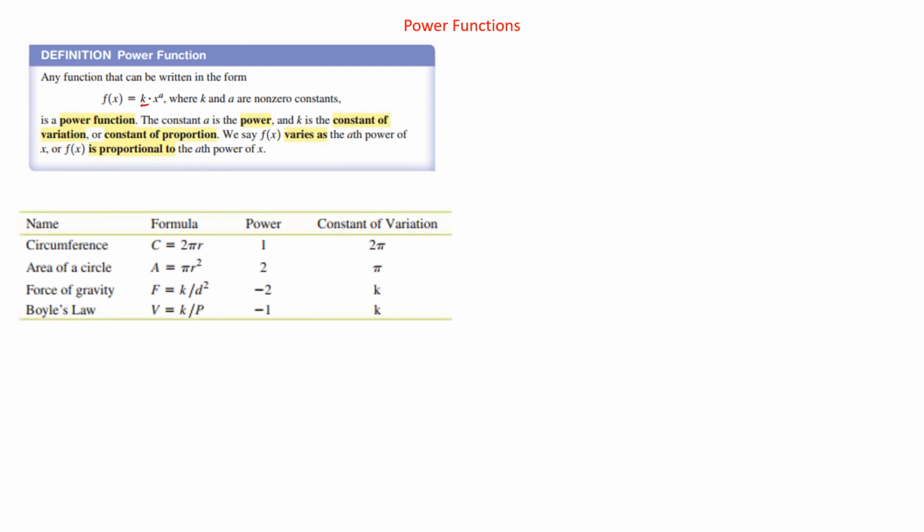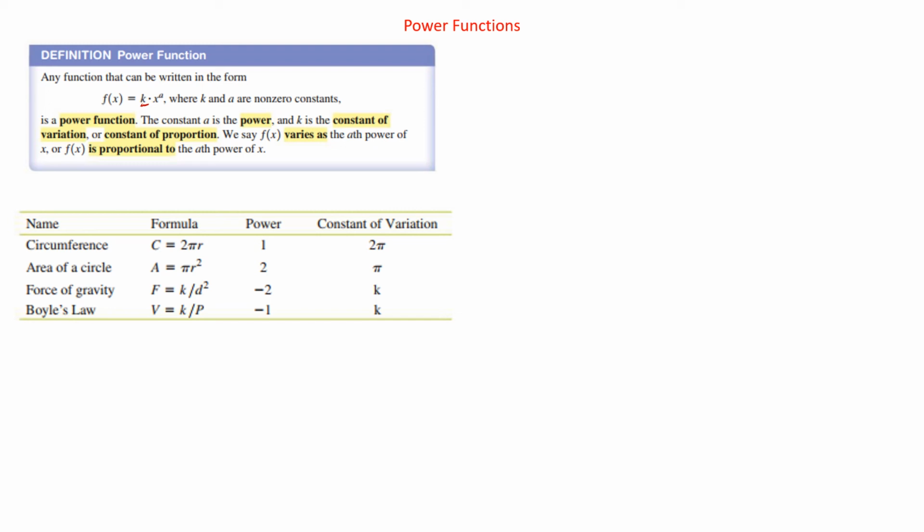So some examples of some power functions. We have circumference of a circle, C equals 2 pi r. The power is 1. The constant of variation is 2 pi. We would say that the circumference varies directly as the radius of the circle. The area of the circle, A equals pi r squared. The power is 2. Constant of variation is pi. So the area of a circle varies directly as the square of its radius.